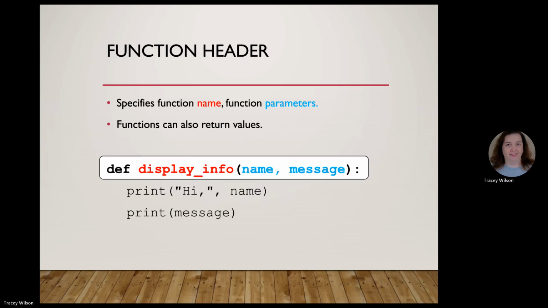So in this one, we have def, display info, open parentheses, name, comma, message, close parentheses, colon. So red is the name. Blue are the parameters. This one has 2 parameters. When I go to call this, like when we do forward, we give our turtle a distance, right? We gave it a parameter. We gave it a value. So you have to either give it a set value or you give it another variable that holds the right value. That makes sense? Yes.